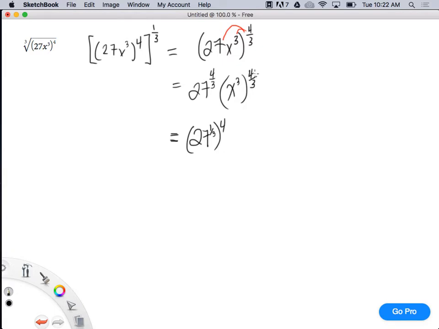And this now, I have x to the third to the 4/3. I have an exponent and an exponent. What do I do? I multiply them. So it becomes x to the 3 times 4/3. Well, that's just x to the 4th, right? Now I just simplify. The cube root of 27 is what? 3. 3 to the 4th, x to the 4th. 3 to the 4th is 3, 9, 27, 81. So it's 81x to the 4th. You see?